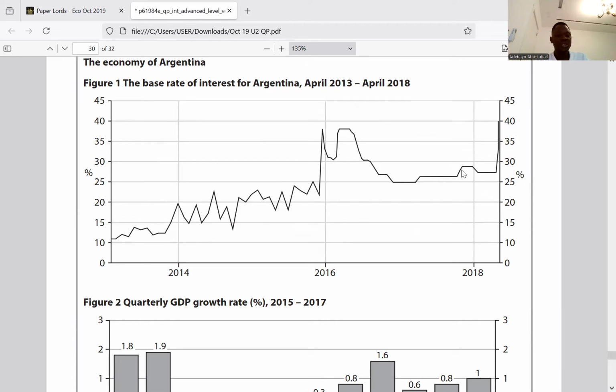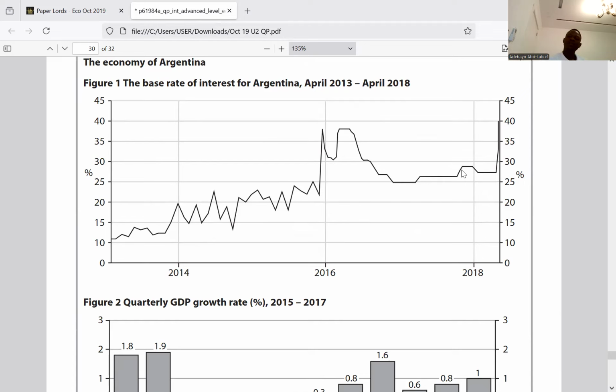An increase in interest rate, does it increase the exchange rate or reduce the exchange rate? What's the relationship between the interest rate and exchange rate? Okay. So an increase in the interest rate usually causes the exchange rate to increase.